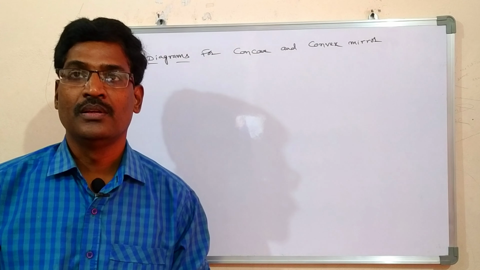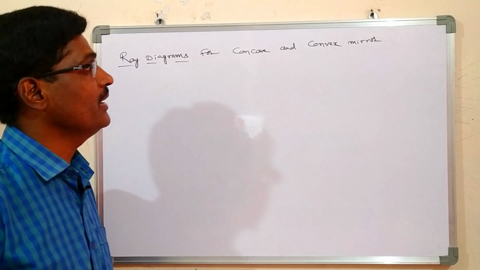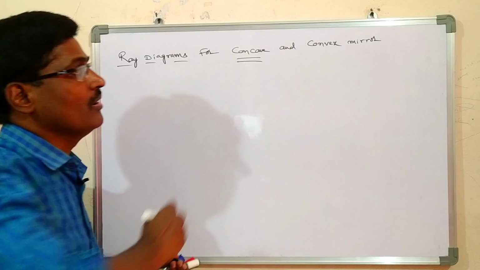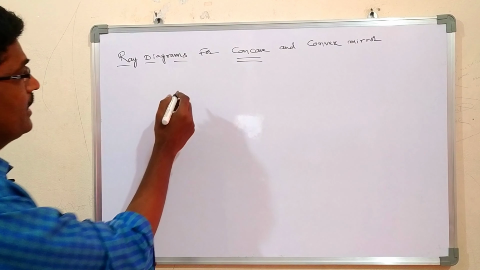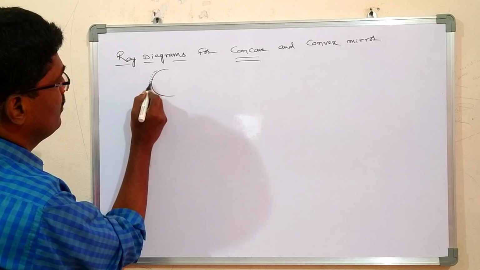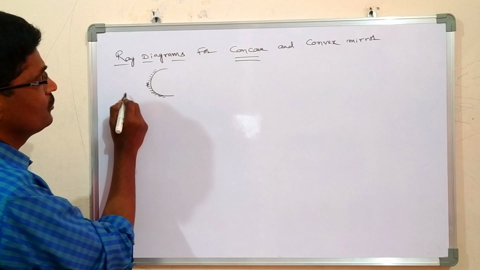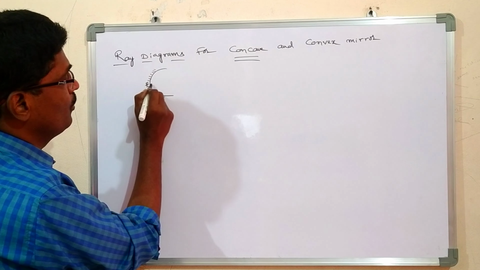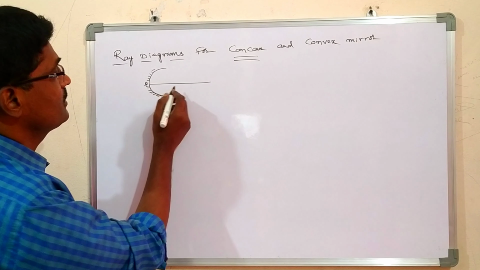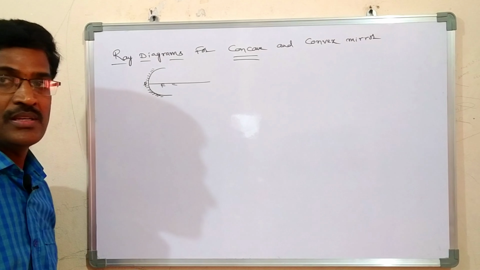Now, come to the point. Ray diagrams for concave and convex mirror. First we will talk about the concave mirror. As you know earlier, it is a concave mirror. We have to recognize here P, the pole. From the pole, the line which is moving is the principal axis. On the principal axis, here is the center of curvature, and here is the focus.